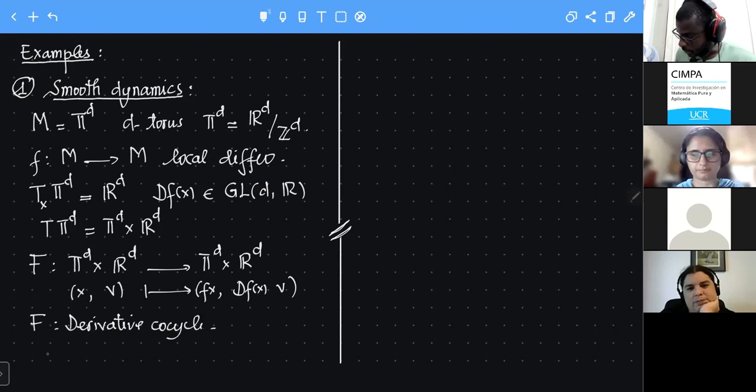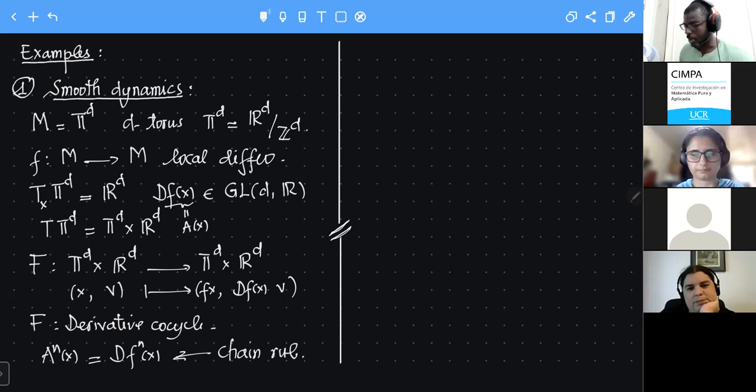In this case, I'm calling this map A of x. So A^n of x is just given by the chain rule formula, the derivative of f^n at x. The main feature that I use here about the torus is that the tangent bundle is trivial. So this construction can be done in any parallelizable manifold.